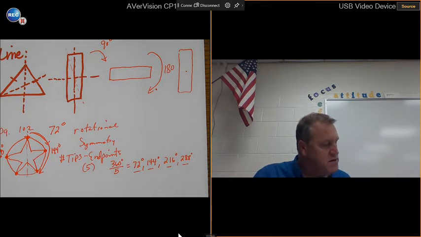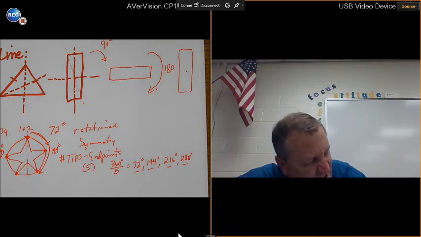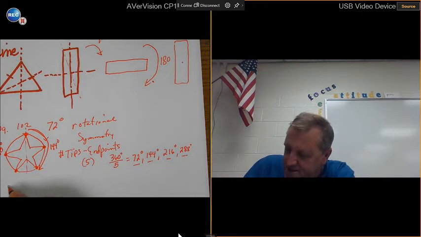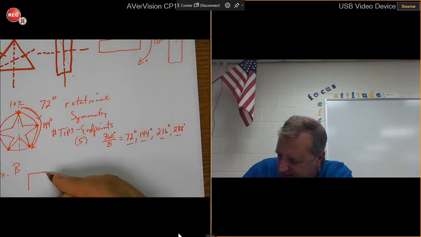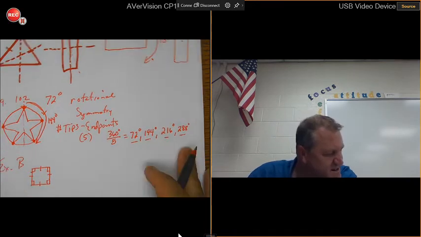Okay, let's turn it over to the top of the next page, which is 103. Fill in the blank here for example B. It says, determine whether each figure has rotational symmetry. If so, identify all the angles of rotation less than 360. So the first one they have, for example B, is a square. All four sides are equal, and they're all 90 degrees, so that makes it a square.